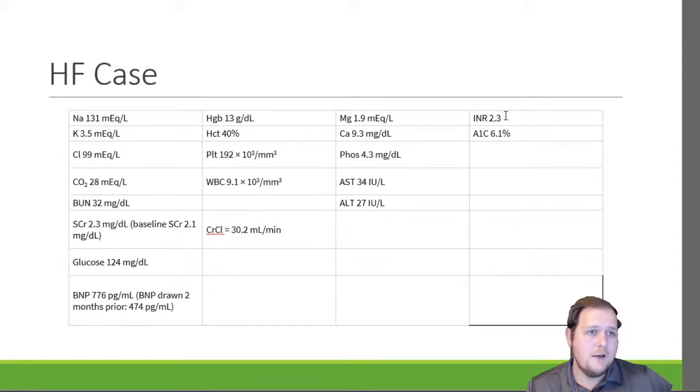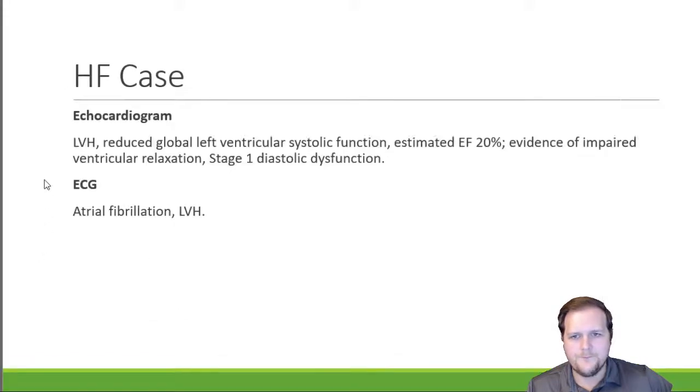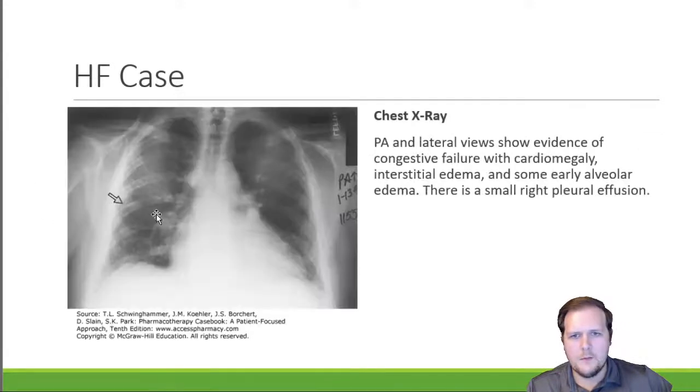Her INR is in range for AFib. Remember, 2 to 3 is normally what we're going to be looking for there. And then you can see her BNP is elevated, so certainly speaks to the CHF exacerbation. On the echo, you end up seeing reduced ejection fraction. We certainly see LVH happening there. And then the EKG was atrial fibrillation with left ventricular hypertrophy. All that makes pretty good sense.